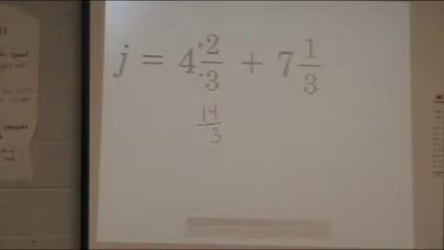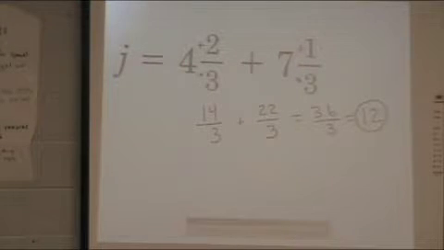Same thing here. 3 times 7 is? 21 plus 1? 22 over 3. Now all we have to do is add them. 14 plus 22 is 36 over 3. 36 over 3. Now, will this divide? Yeah. How many times does 3 go into 36? 12. You could do that the other way.